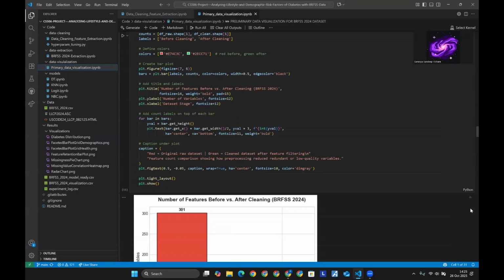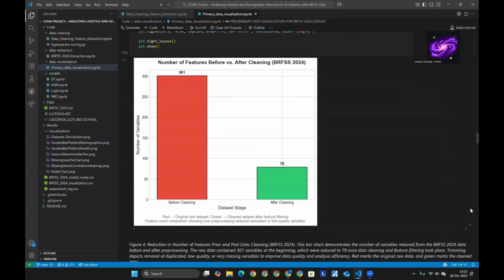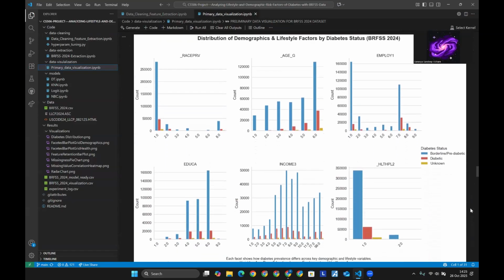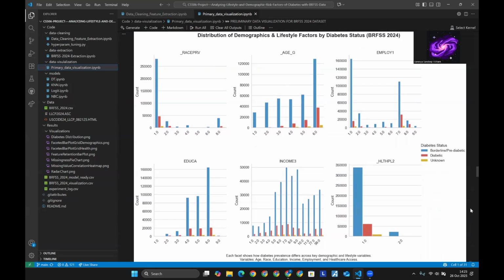The fourth figure illustrates data dimensionality reduction. Here we went from 301 variables to 79 after filtering out redundant or low-quality features, simplifying the dataset for clearer and more efficient analysis. Figures 5 and 6 explore demographic, lifestyle, and health behavior factors by diabetes status. Figure 5 examines demographic variables like age, race, education, income, and employment, showing that diabetes prevalence rises with age and is more common among groups with lower education and income.